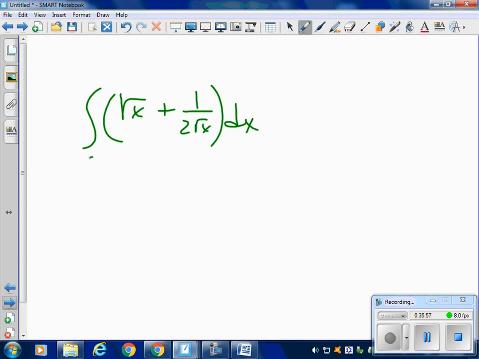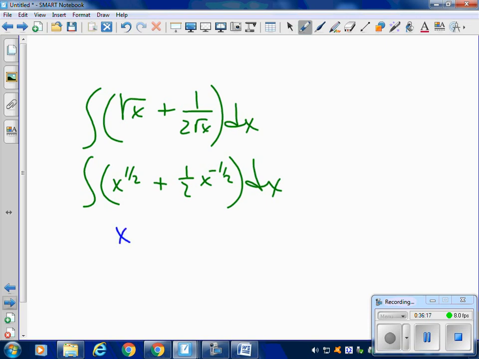So in this problem, I'm going to change that to x to the 1/2 and 1/2 x to the negative 1/2 to integrate it. Does that make sense so far? Did you do that part right? All right. Second thing.